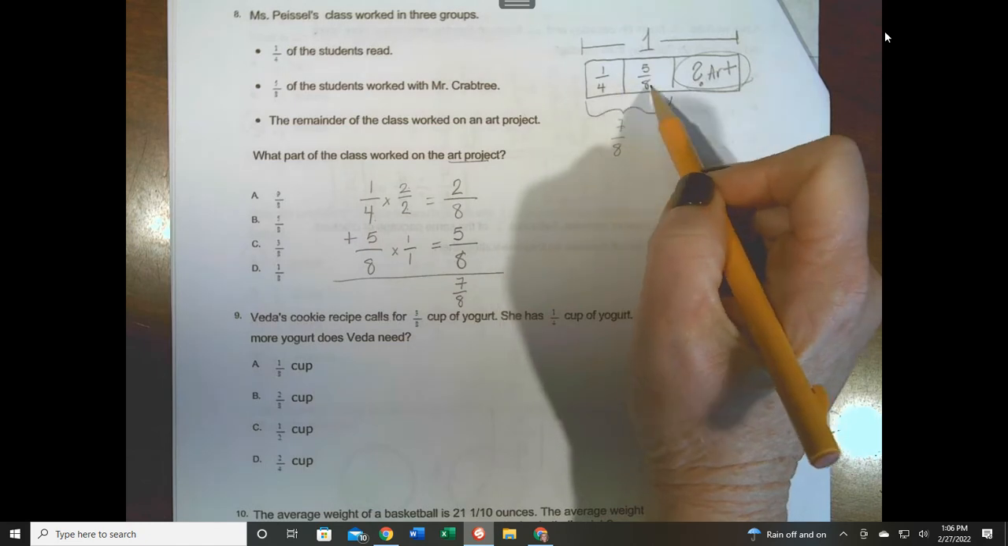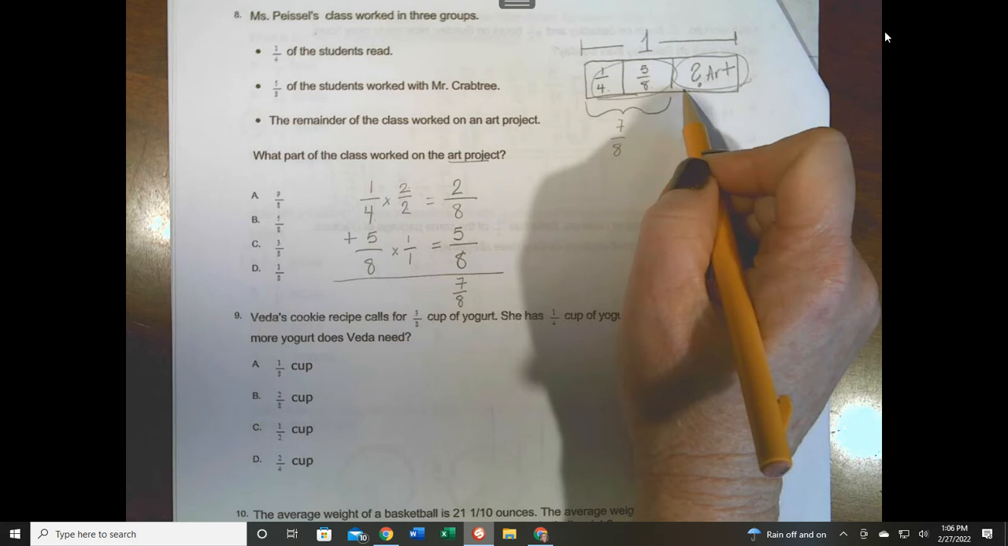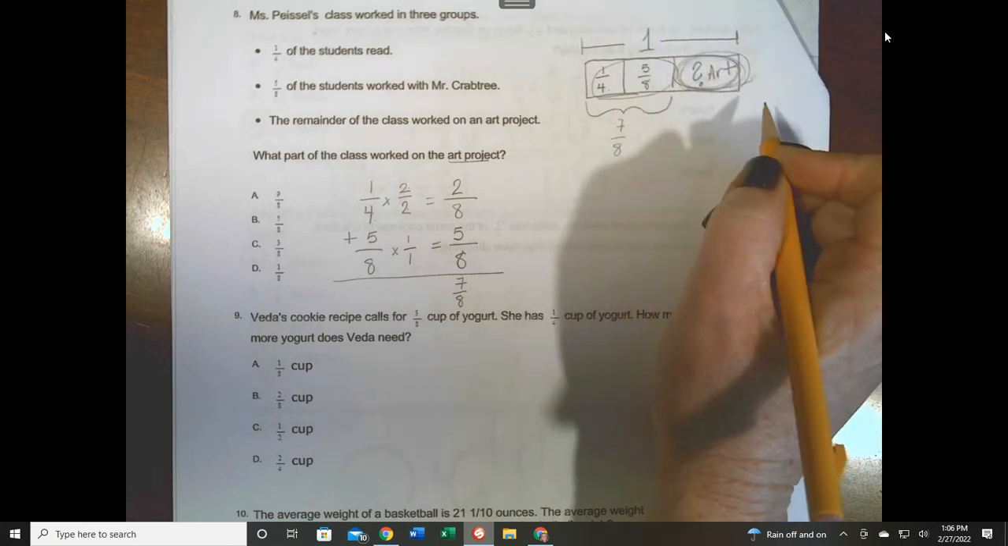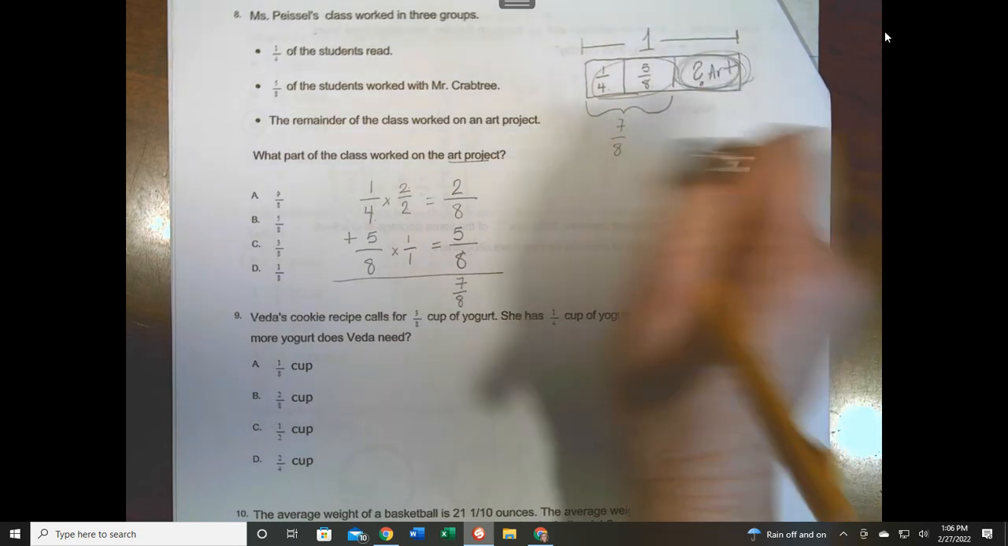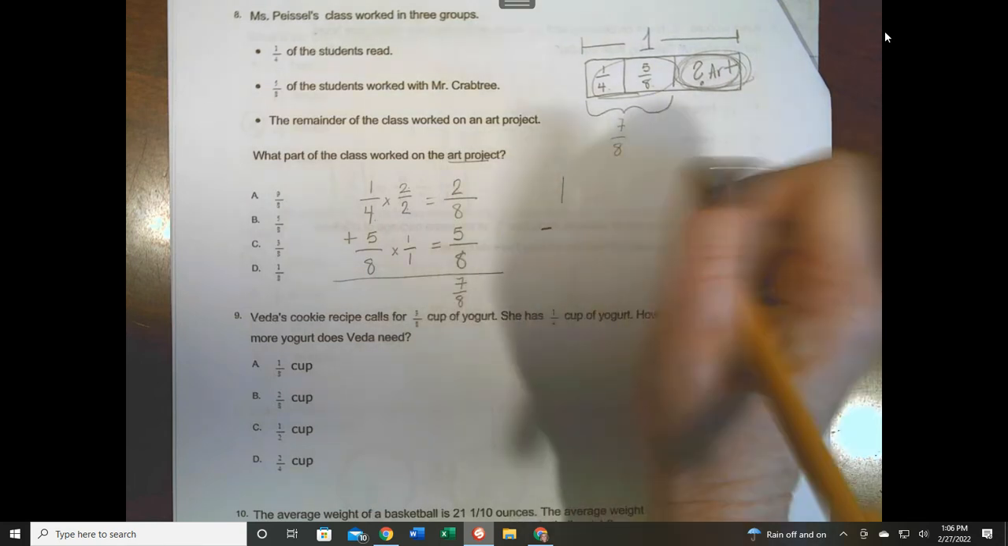worked with Mr. Crabtree or read. So this is 7/8 of the class. I want to know what part of the class went to the art project from the whole class. So what I'm going to be doing next is taking one whole and subtracting from that 7/8.